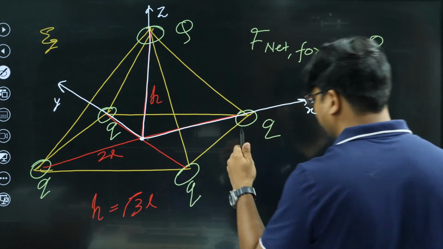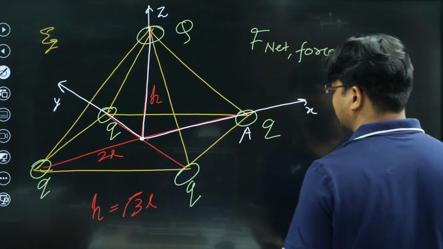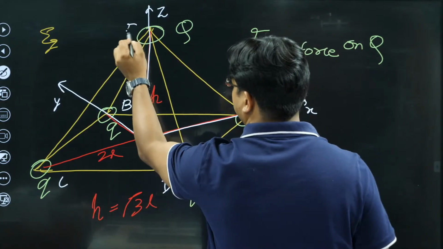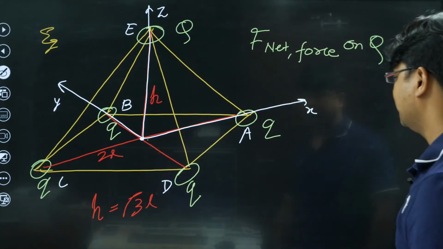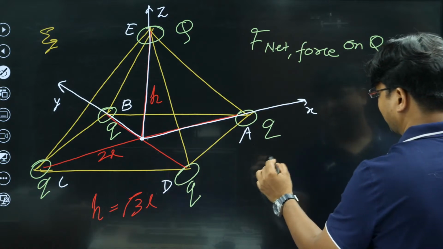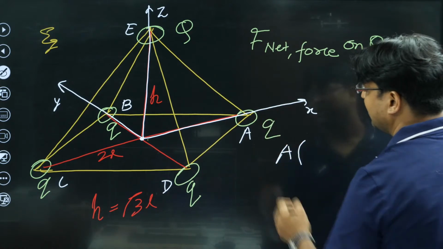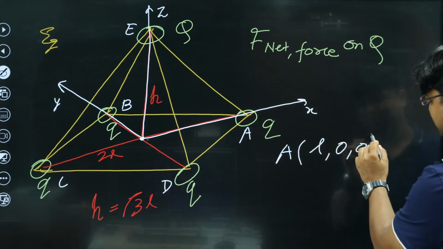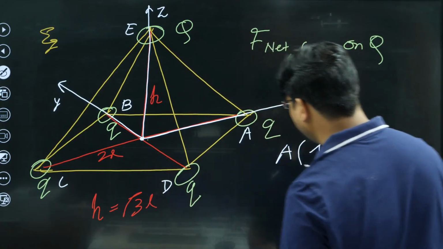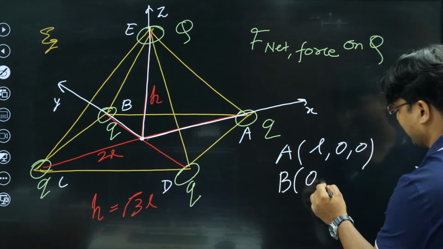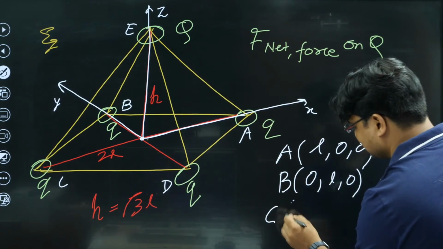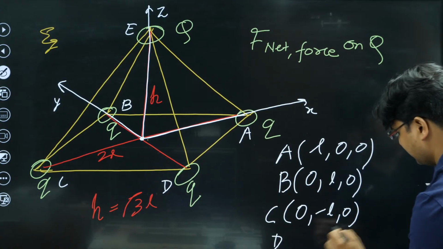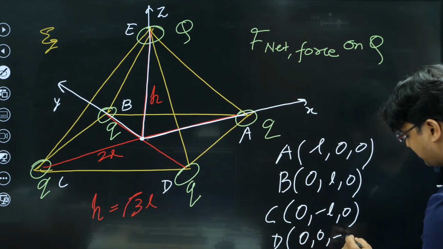How does it help me? Let me name the particles. Let's call this A, this B, this C, this D, and this E. So our aim is to find the force on E. Now notice that I can write the coordinates of all 5 particles. Particle A lies on the x-axis, its coordinate would be L, 0, 0, because this distance is equal to L. Similarly, particle B will lie at 0, L, 0. Particle C will lie at 0, minus L, 0, and particle D will lie at 0, 0, minus L.